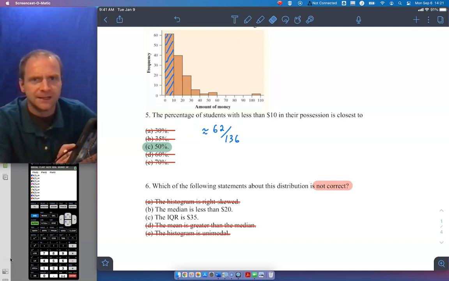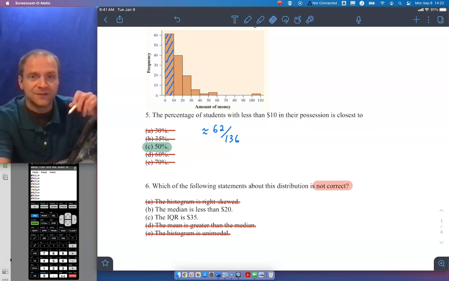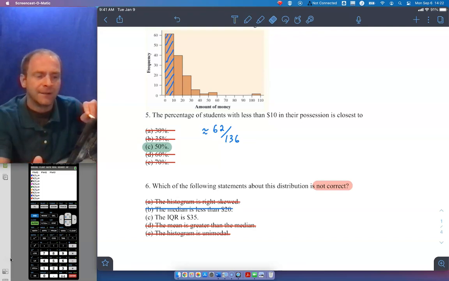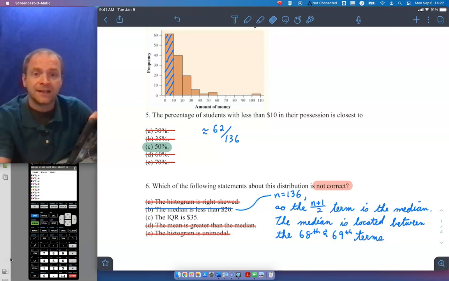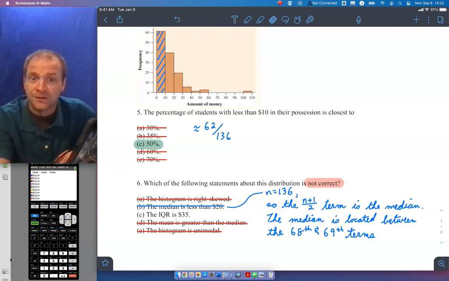Let's go to median. Because in order to find Q1 and Q3 to get the IQR, I need to get the median first, so I might as well do that. Well, I already said there's 136 people, so if I look at that, the median is going to fall in the n plus 1 divided by 2 term position. So if I take 136, add 1, I get 137, divide by 2, it's going to be at the 68.5 position.